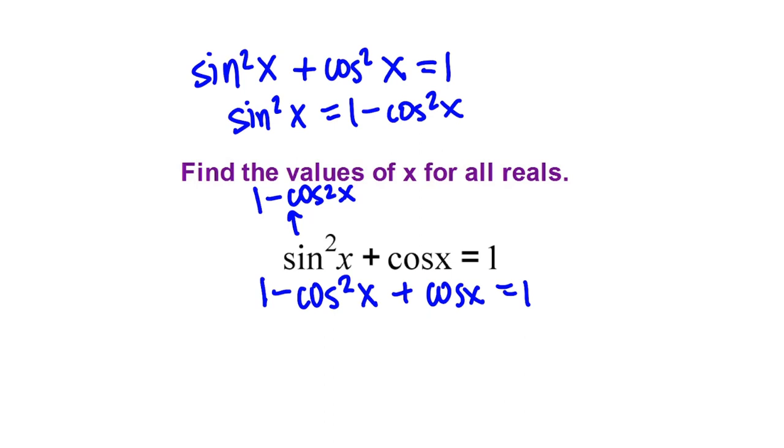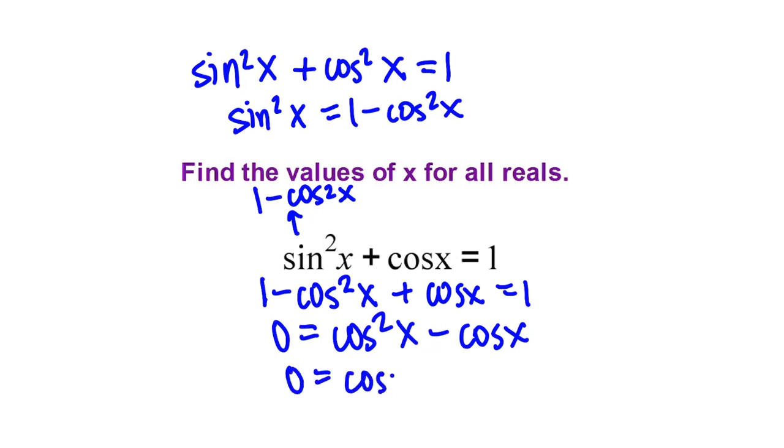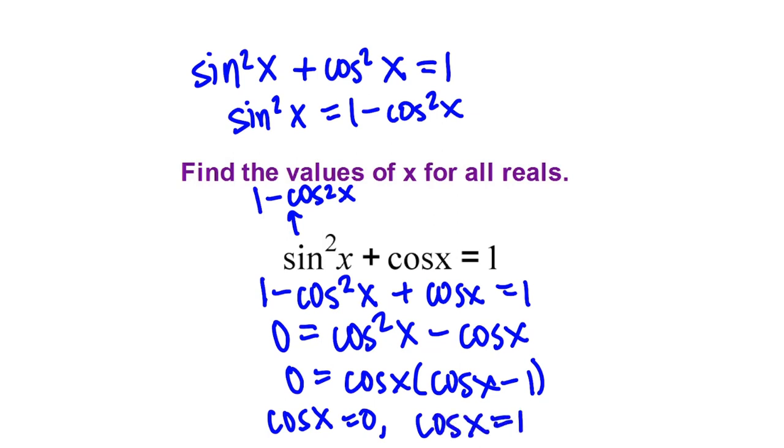And so now I can just make everything, I like to have the squared stuff be positive. And so I'm just going to move everything to the right side. And the ones cancel. Now this is something manageable. So I can take out a cosine and I can solve each of these. So where does cosine equal 0 and 1?